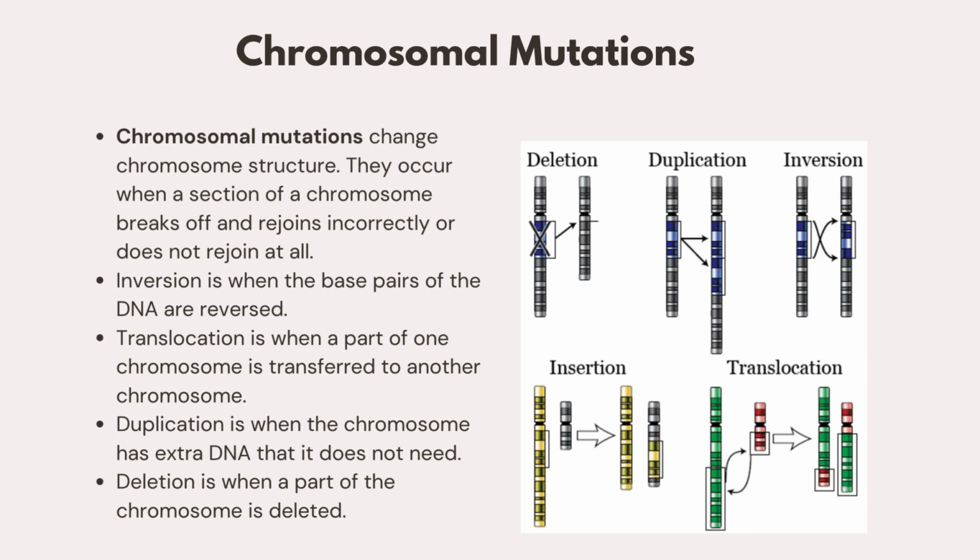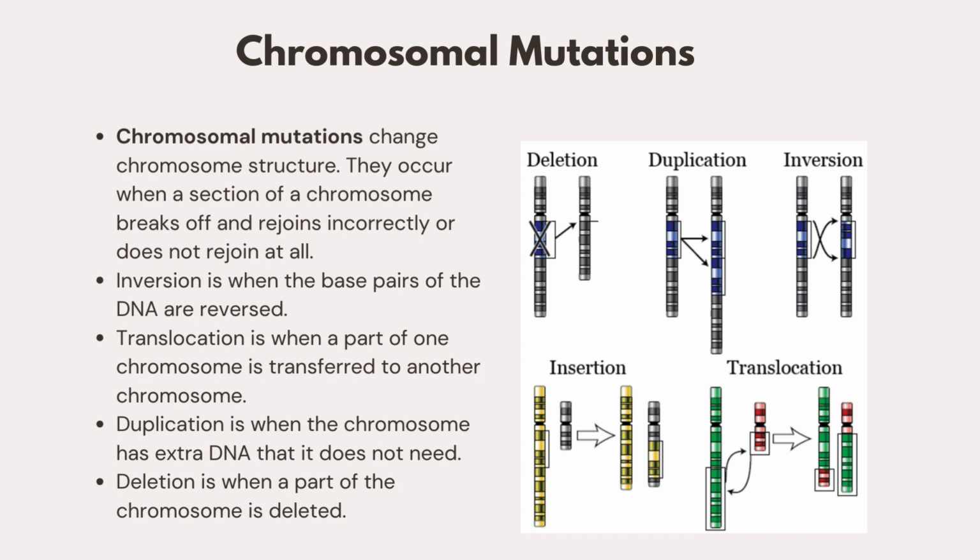Within chromosomal mutations, we have a few different types depending on what happens. The first type is called inversion. Inversion occurs when a segment of the chromosome breaks off and reattaches itself to the chromosome, but in the reverse orientation. This means that the base pairs of the DNA within that segment are flipped or reversed. While the genes themselves remain intact, their arrangement is reversed.